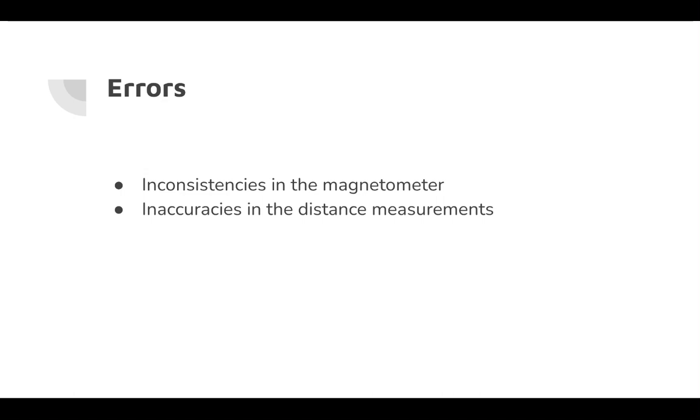Some errors in the lab were likely due to inconsistencies in the magnetometer, as it being in our phones and us not knowing exactly where it was measuring from. This also led to inaccuracies in the distance measurements because the phone is quite large. It is hard to tell exactly where the magnetometer is reading from.